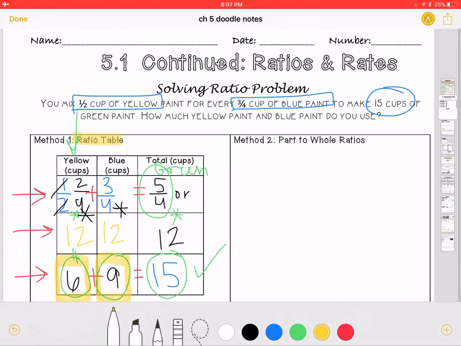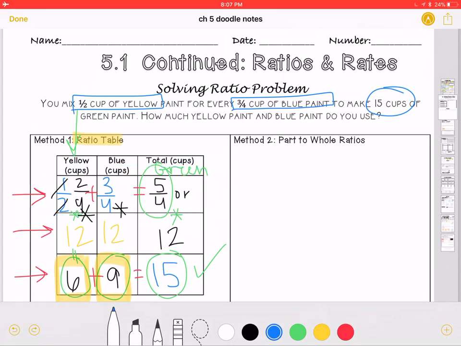Now, that's one way to do it with a ratio table. You set up that nice table. You just need to remember going across, we add, going down, we multiply. This middle row will always be the same number across. Once you figure it out, you just put it all the way across.